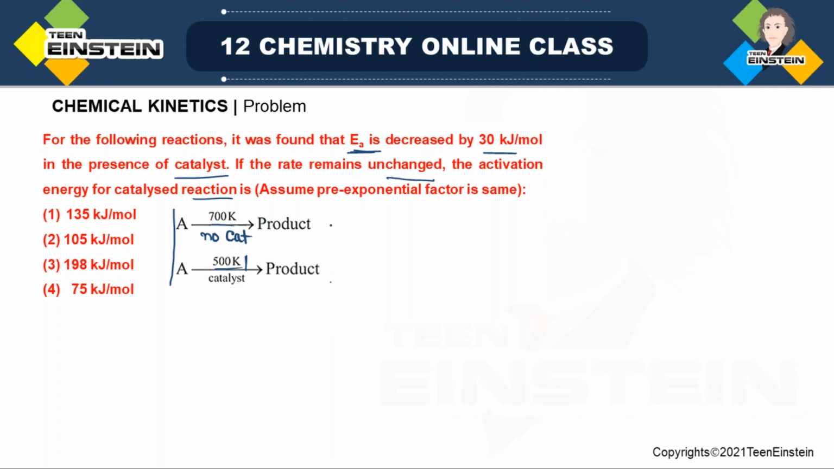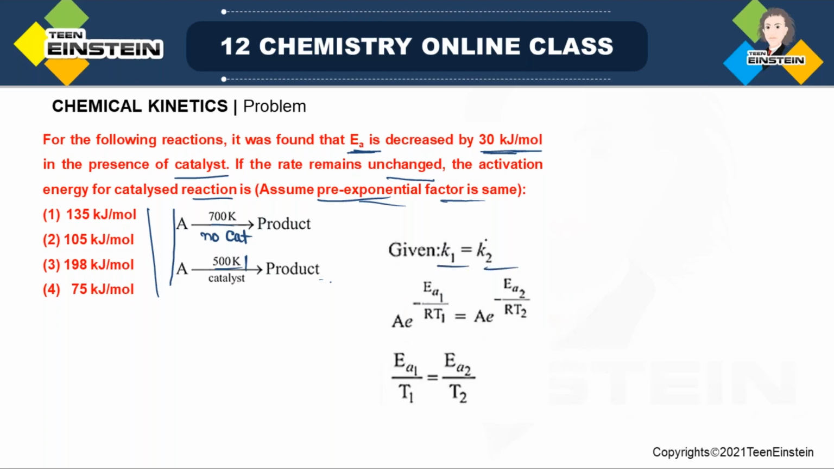For the first reaction, if suppose it is EA, then for the second reaction it will be EA minus 30. That is the relationship. Assume the pre-exponential factor is the same. Remember the Arrhenius equation, K equals A times e to the power minus EA by RT. This A, just before the exponential term, is the pre-exponential factor, so this A value will remain the same in both equations. Here options for the energy of activation are all given in kilojoule per mole, and this is also kilojoule per mole, so we don't have to worry about unit conversion, right?